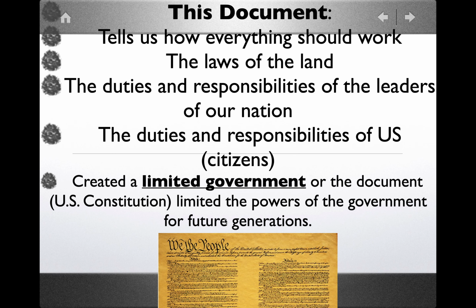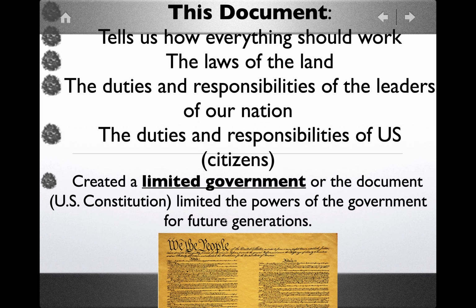The U.S. Constitution created a limited government. The document limits the powers of the government for future generations. We have a limited government, which means it follows a rule of law, and everybody in the government should follow the rule of law. They're limited. The king could do whatever they want. A king is an unlimited government. A dictator is an unlimited government. A tyrant is an unlimited government. Oligarchies can be unlimited. All that stuff.